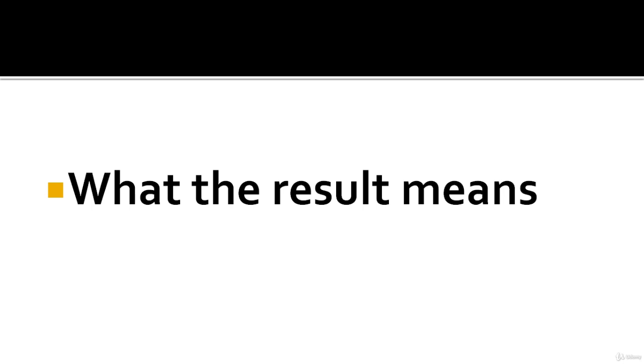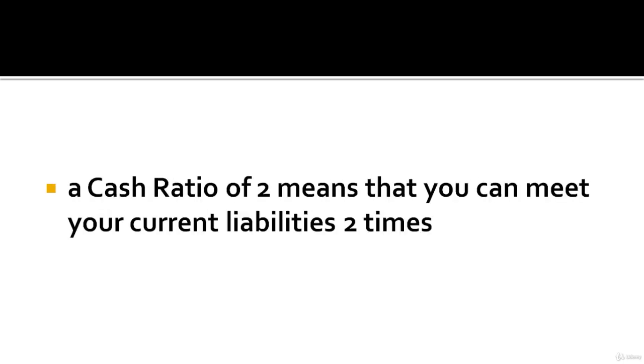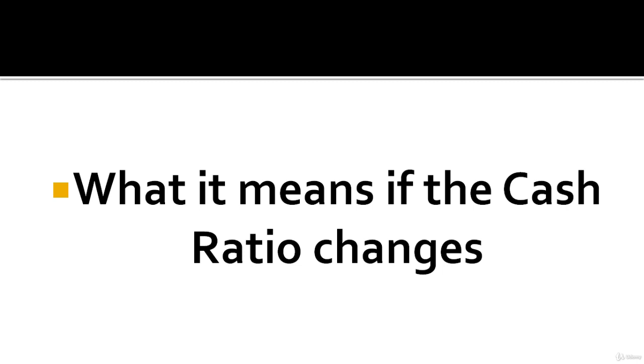Like the previous two liquidity ratios, a cash ratio of, say, 2 simply means that you can meet your current liabilities 2 times over with your most liquid assets. Or in other words, for every dollar of current liabilities, there are 2 dollars of highly liquid assets to meet these obligations. And what does it mean if the cash ratio changes?